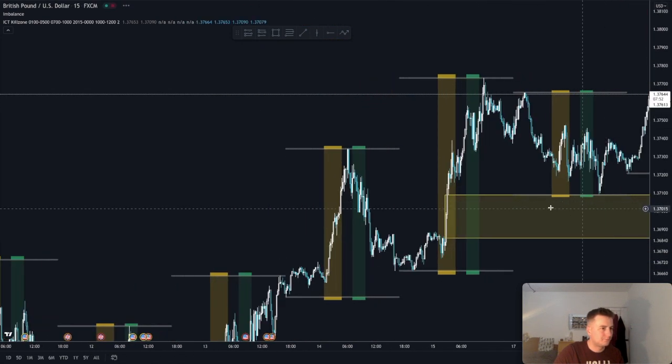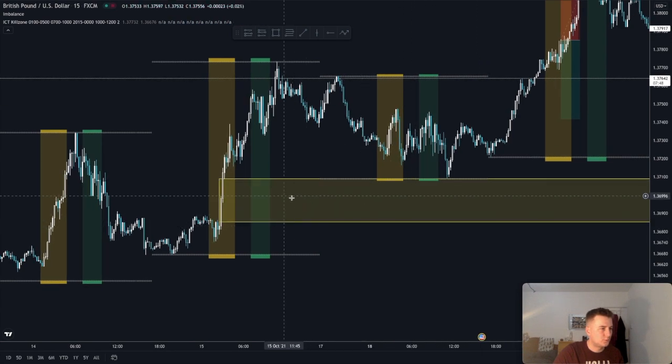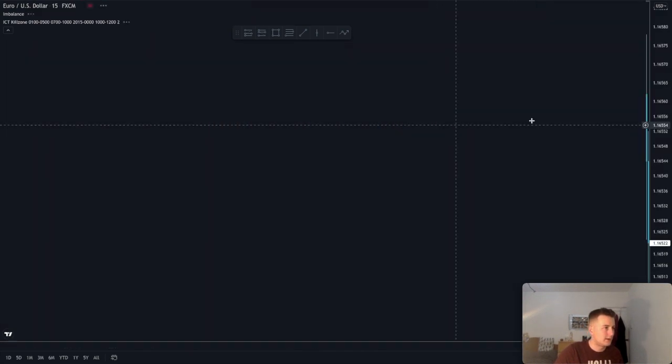Okay, yeah. So this day I didn't have an opportunity. I was waiting for price to come down to this imbalance, but it never did. It just about touched it and went away. Okay, back to the euro.